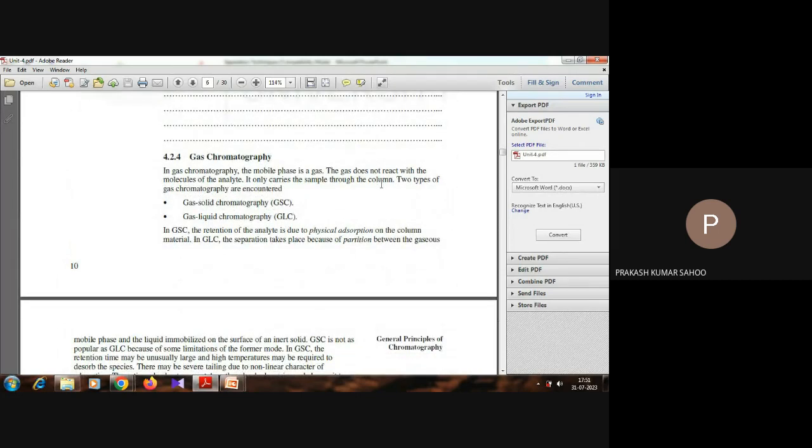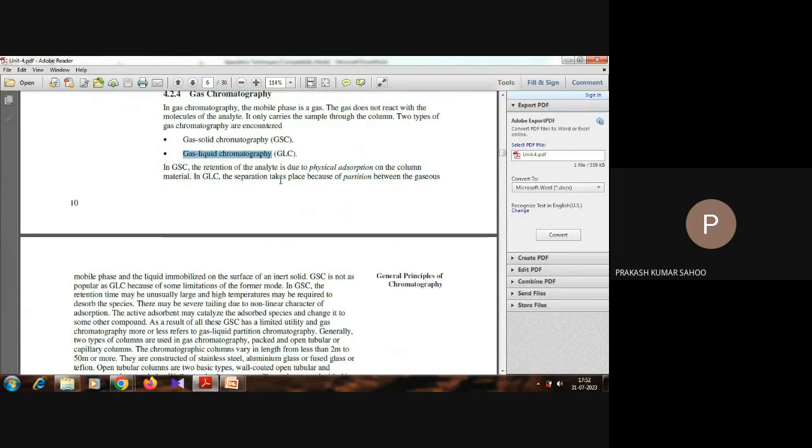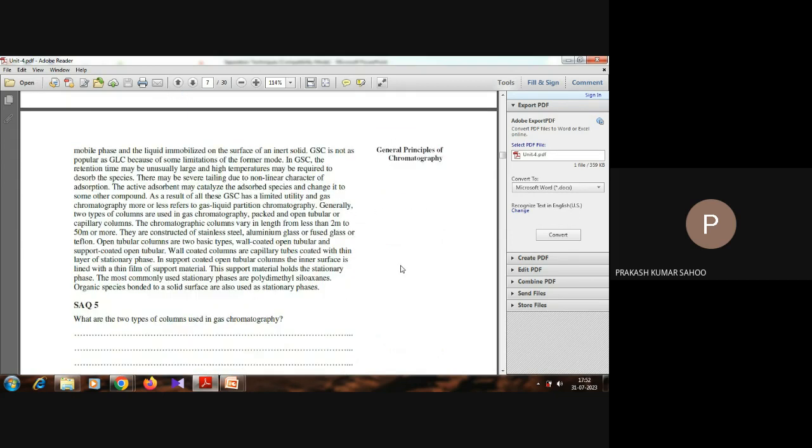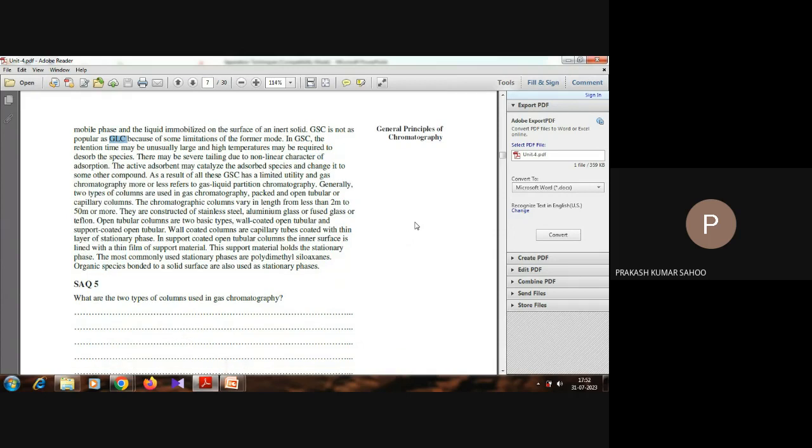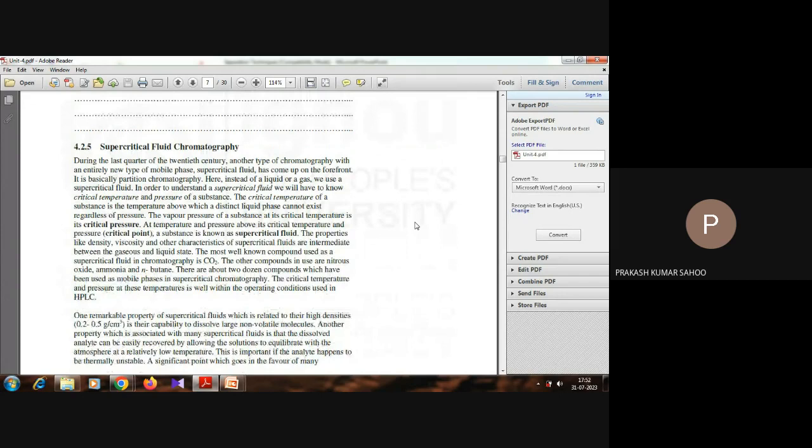Then the gas chromatography part, we have GSC and GLC. This gas liquid chromatography, GLC, is very popularly used. In gas chromatography, the mobile phase is gas, and if the stationary phase is solid, this is known as gas solid chromatography, and if the stationary phase is liquid, this is known as GLC, that is gas liquid chromatography. In GSC, the retention of the analyte is due to physical adsorption on the column material. In GLC, separation takes place because of partition between the gaseous mobile phase and liquid immobilized on the surface of an inert solid. GSC is not as popular as GLC. As I already told you, GLC is a very popular method which is frequently used to separate the constituents. Then supercritical fluid chromatography.